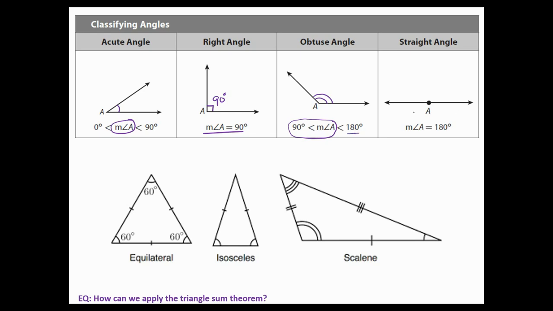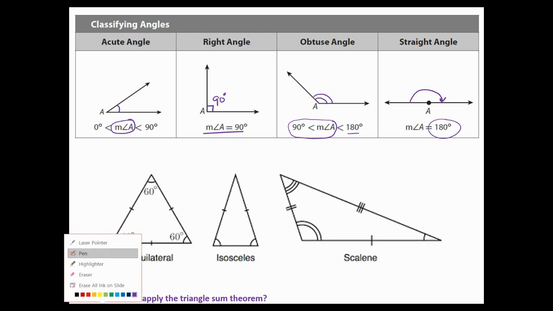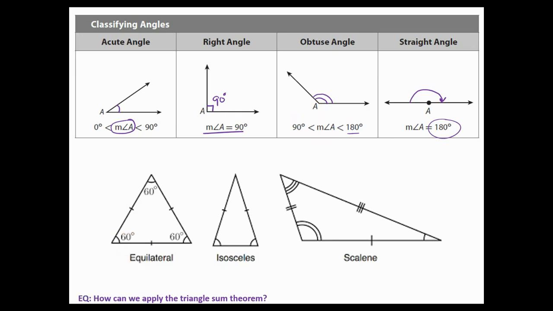And then the last one we have is a straight angle, and we're going to need that for today. A straight angle is basically a straight line. If you measure all the way from one side to the other of that angle, that is 180 degrees or half a circle. So either way you want to think about it, that is 180 degrees and super important to our lesson today.